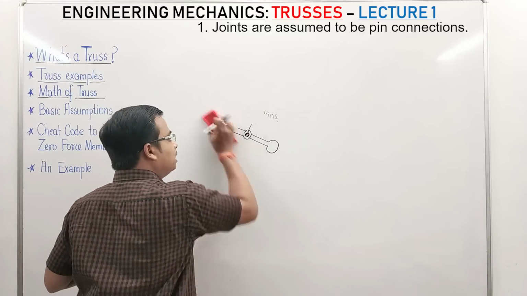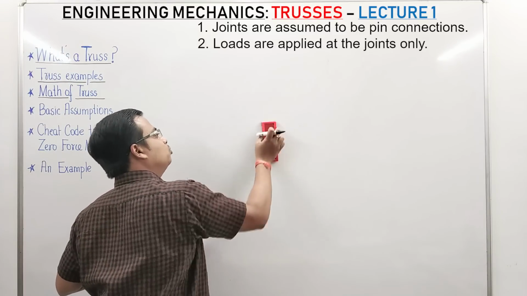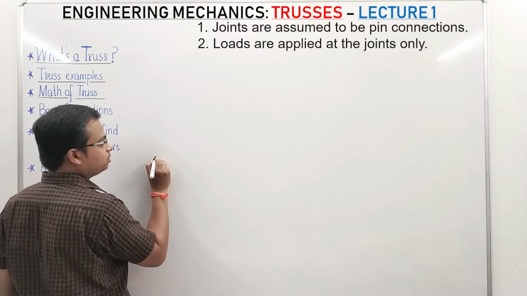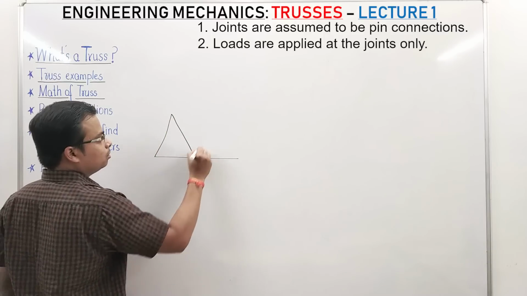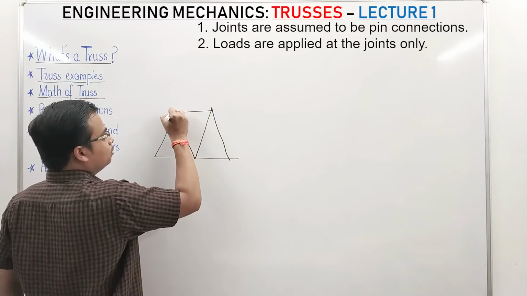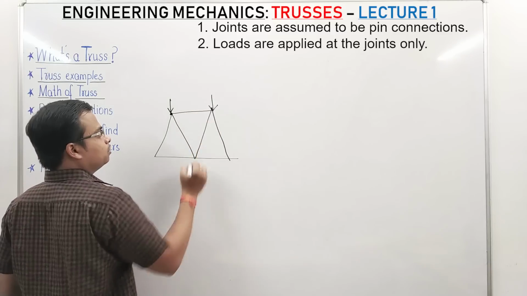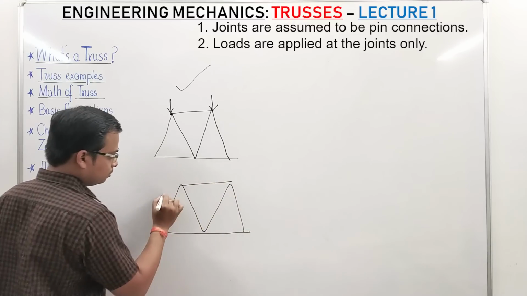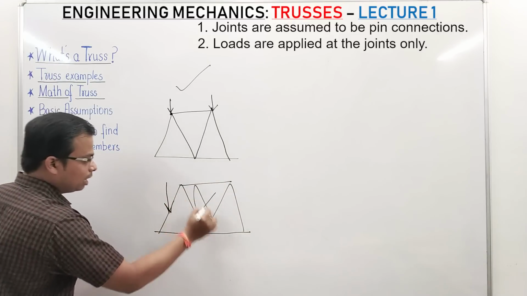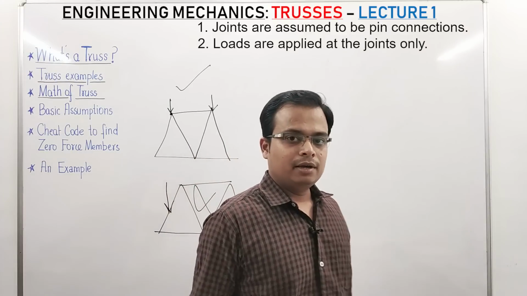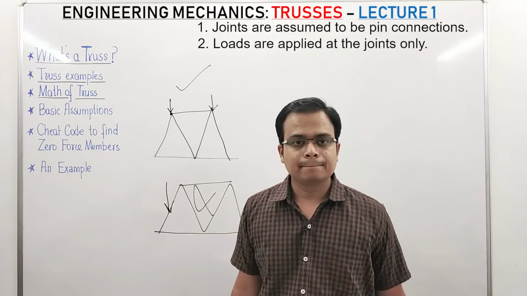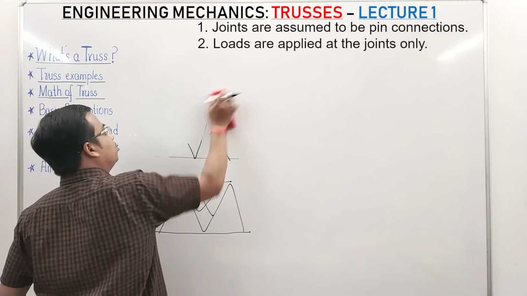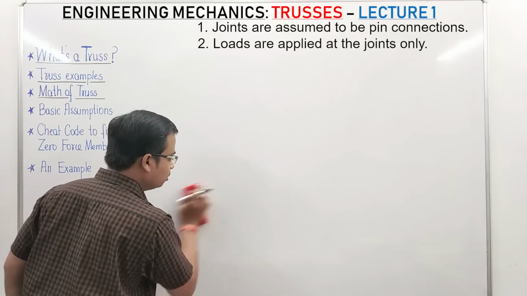The second assumption is that the loads will be applied at the joints only, which essentially means loads are to be applied at the joints, which means it's going to be something like this. Here, this is where you can apply the loads. This is absolutely correct in the case of a truss. But when you do this, this is not allowed. You cannot apply the load along the length of the member. This is your second assumption for a truss. Okay, once this is done, let me talk about the third assumption.